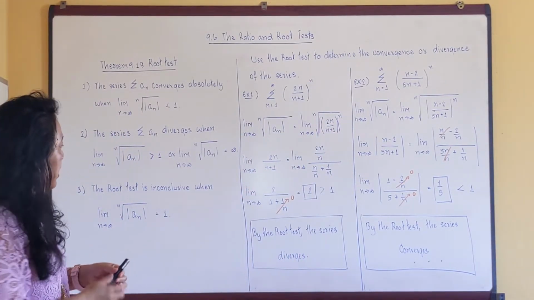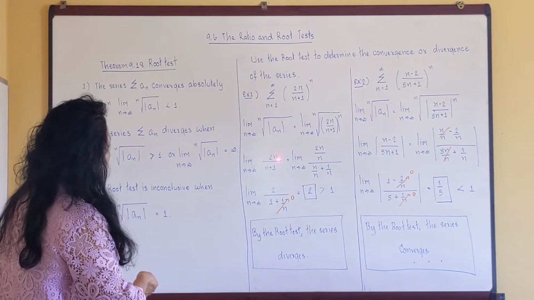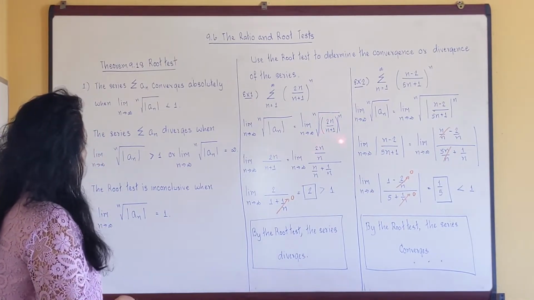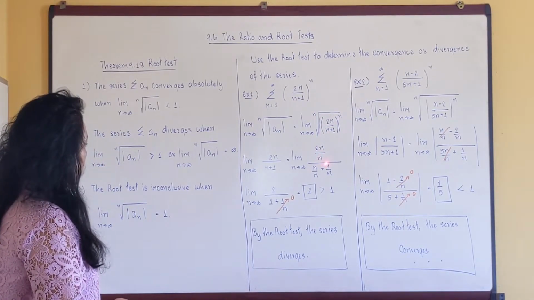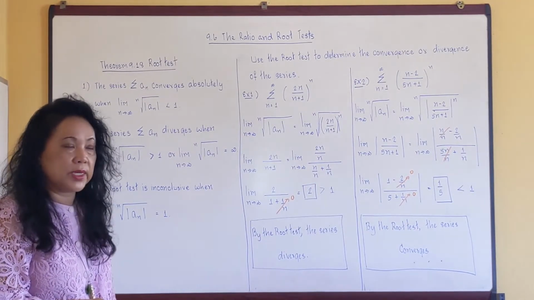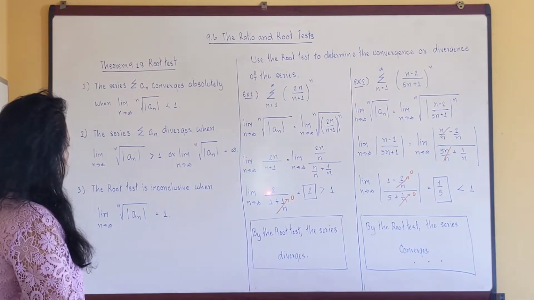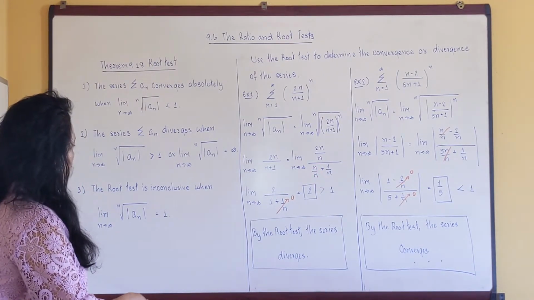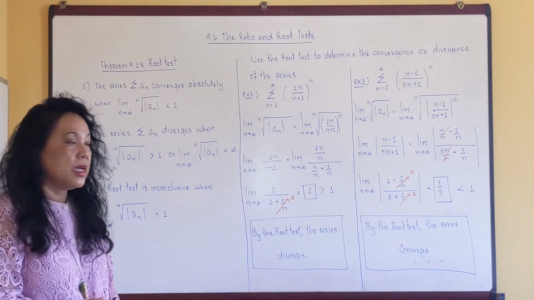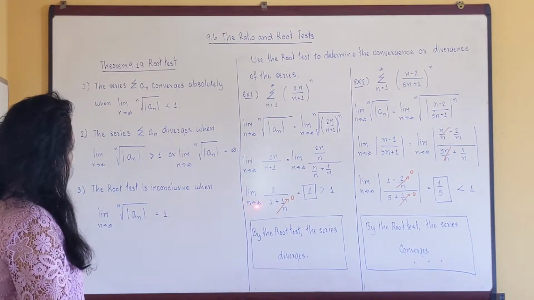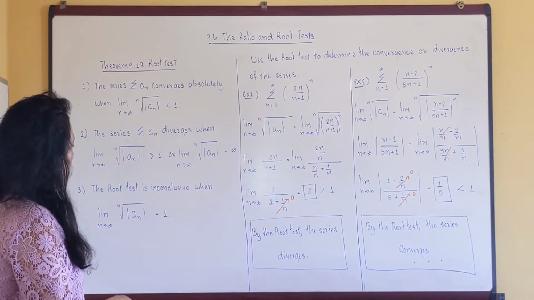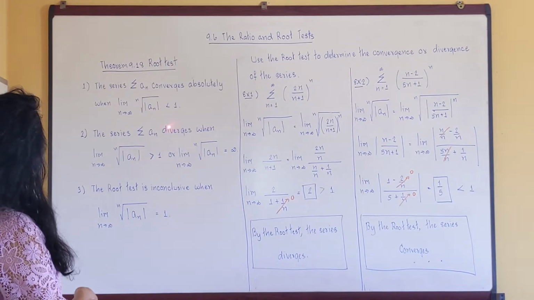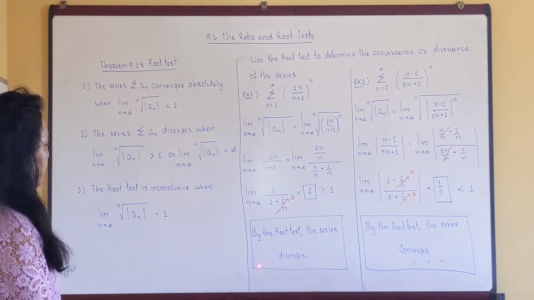From here, you're going to have 2n over n plus 1. The next step is I divide every term by n, the numerator, and every term in the denominator. So the n cancels out, and I'm left with 2 in the numerator. In the denominator, n over n is just 1, plus 1 over n. Now I take the limit as n goes to infinity, this term will be 0, so I end up with 2. 2 is greater than 1, so by the root test it diverges.